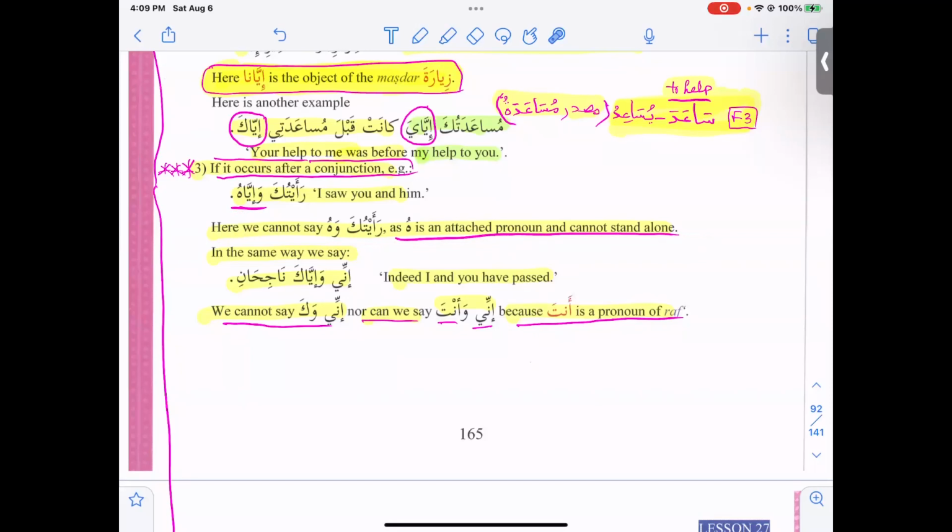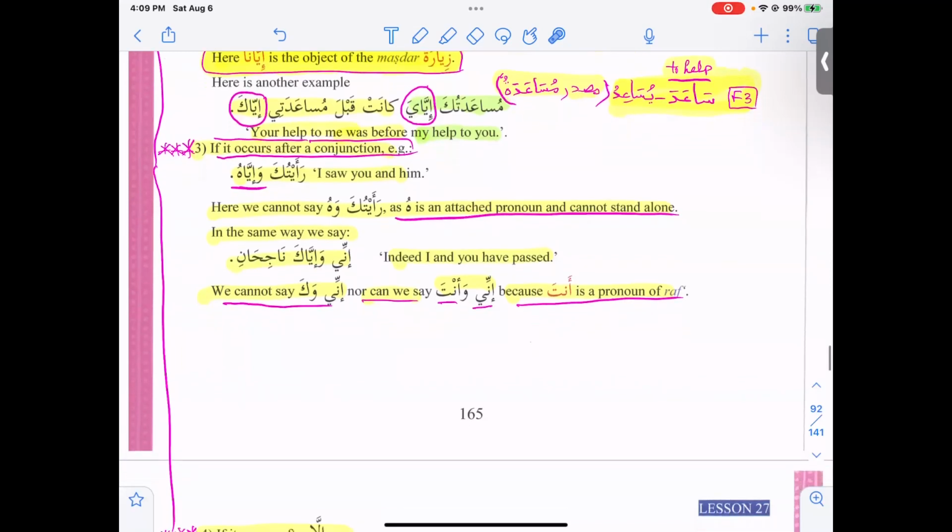In the same way we say, inni wa iyaka wa harfu atfin. Indeed I and you have a past. Inni wa iyaka najihani. Verily I and you have a past. Did you get the idea, inshallah?